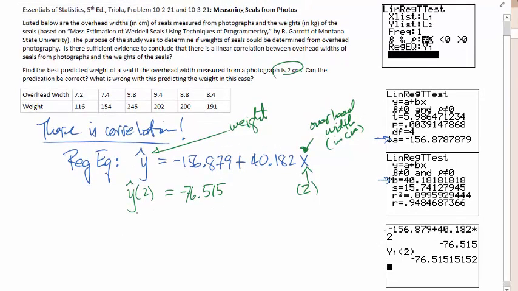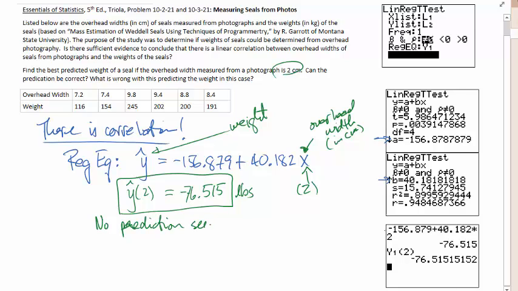Now, if you are just plugging this in and going at it blindly, that would be your answer. But if you look at this, this answer should be the weight. This is in pounds. So the follow-up question: can the prediction be correct? You can't have negative pounds, so no. The prediction seems incorrect because you can't have negative pounds.